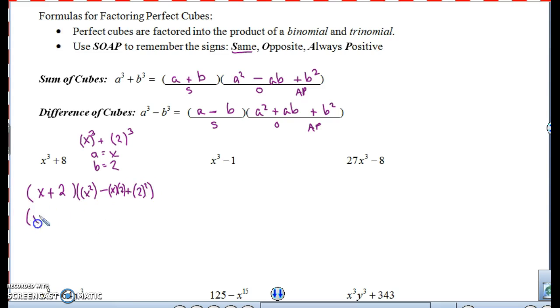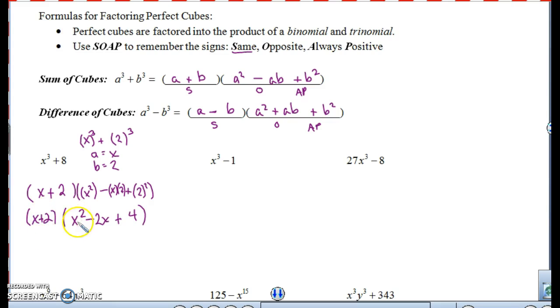All right, now simplifying. I wrote this out. I know you can probably do this in your head, but you can see where the values are coming from. It is x squared minus 2x, and then 2 squared is 4. And that's your pattern. Now, if you want to remultiply to make sure this works, just use a double distributive.